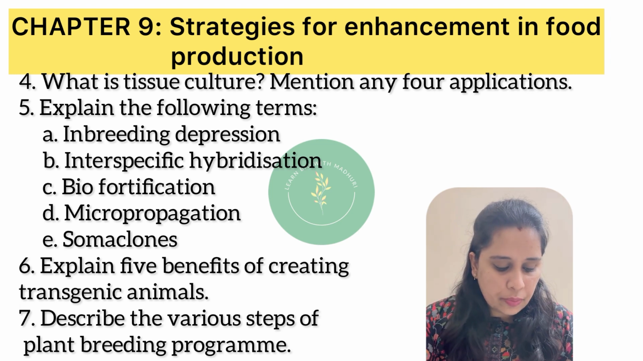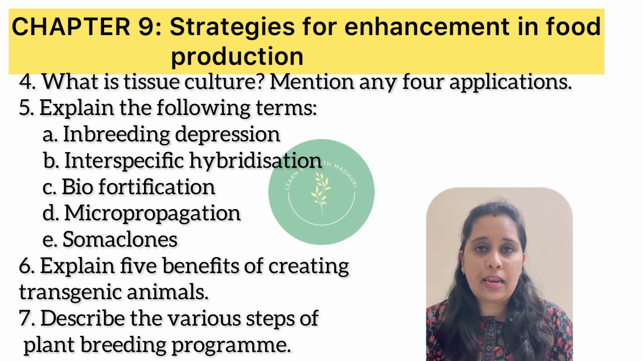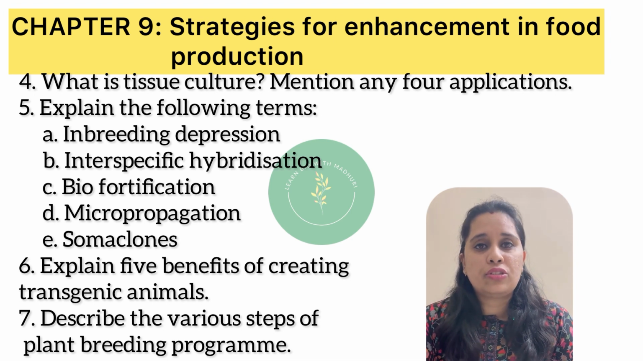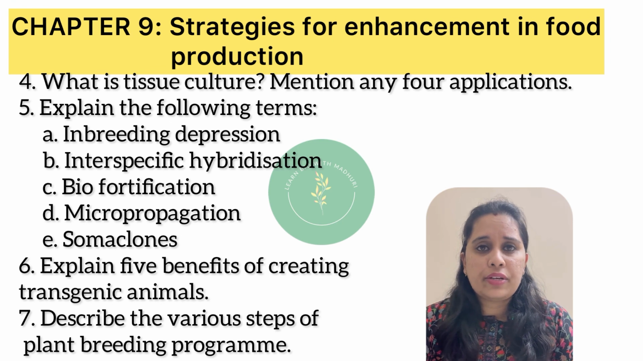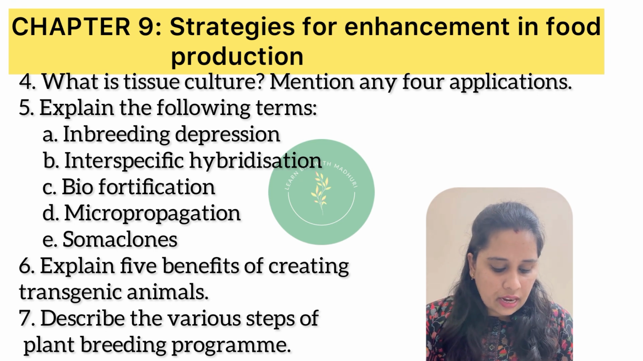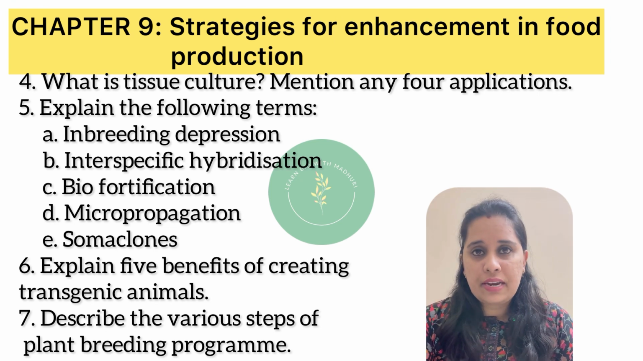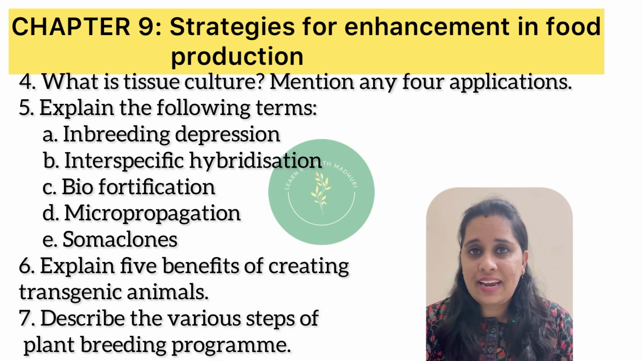Okay. 6th question, explain 5 benefits of creating transgenic animals. This question has also been asked, if you see the model question papers, in 1 or 2 question papers about these transgenic animals, the questions are being asked. Okay. 7th, describe the various steps of plant breeding program. Very, very important question. So you have to write systematically along with the side headings.